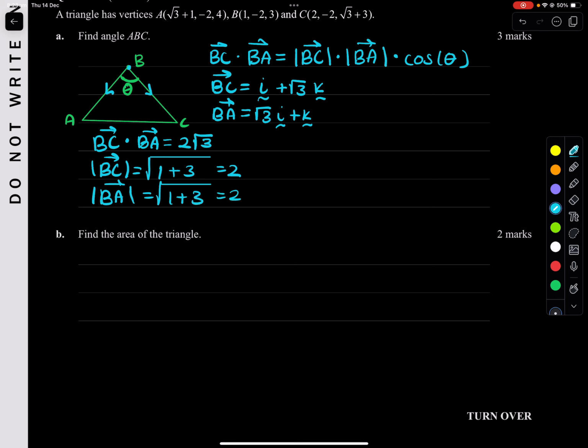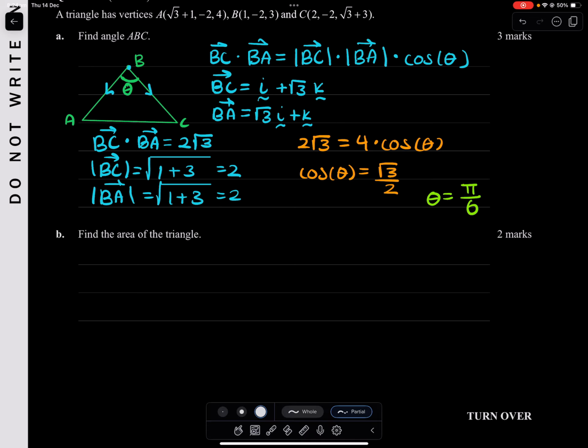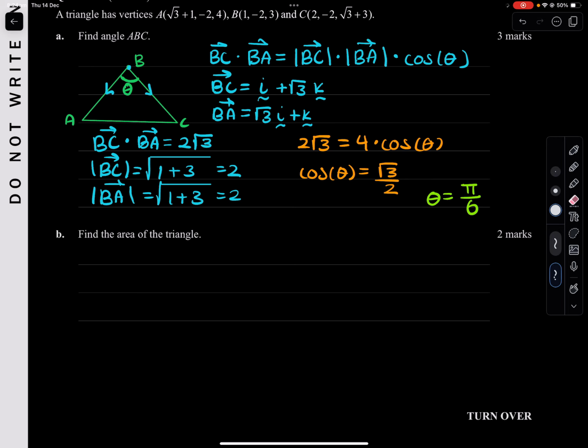Now let's put this in the formula and find cos theta. So overall, it's going to be 2 root 3 equals 2 times 2, which is 4, times cos theta. Hence, cos theta is just root 3 over 2, which is your basic angles. So hence, what is theta? It is just pi on 6. Done. That's your answer. Nice and easy. That was not too bad. Let me just write it nicely. So pi over 6. Done. I hope that's right.